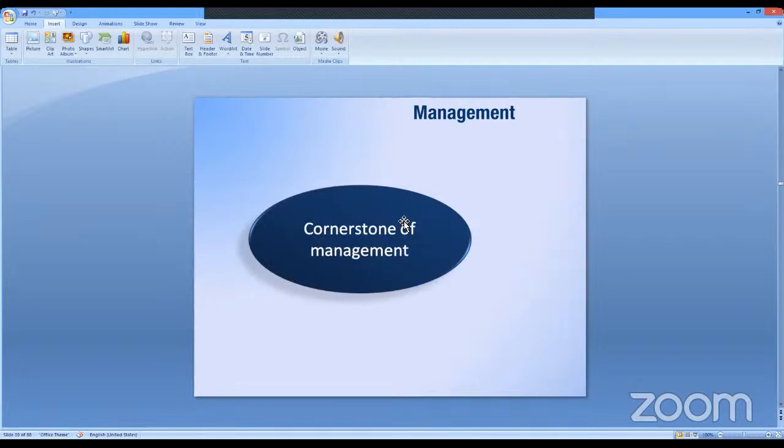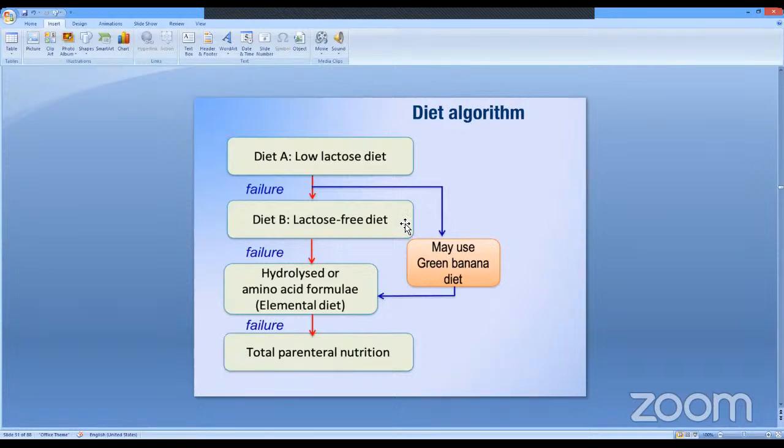So the cornerstone of management is the dietary algorithm. You see, the cornerstone of management of persistent diarrhea is dietary management. Initially diet A means low lactose diet. If there is a failure, diet B, lactose free diet. If there is failure, hydrolyzed or amino acid formula means elemental diet. If failure, total parenteral nutrition. But in between, you have to give 2 weeks time to see the response. And sometimes another management is green banana diet. Green banana diet we can try here and here. I am coming to that, how green banana helps.